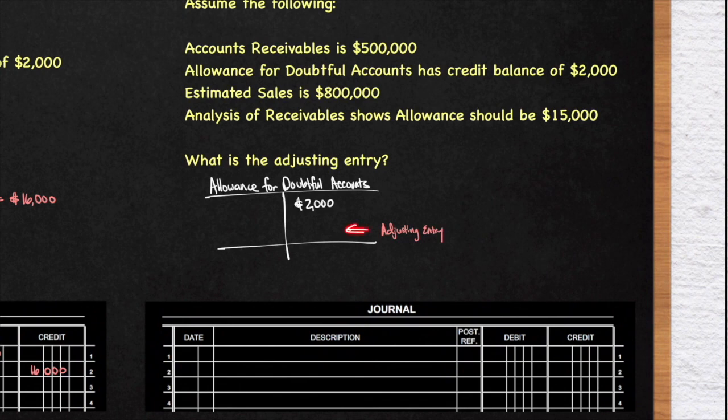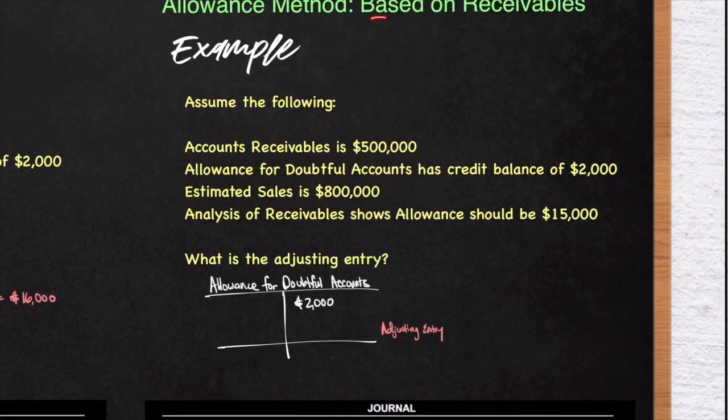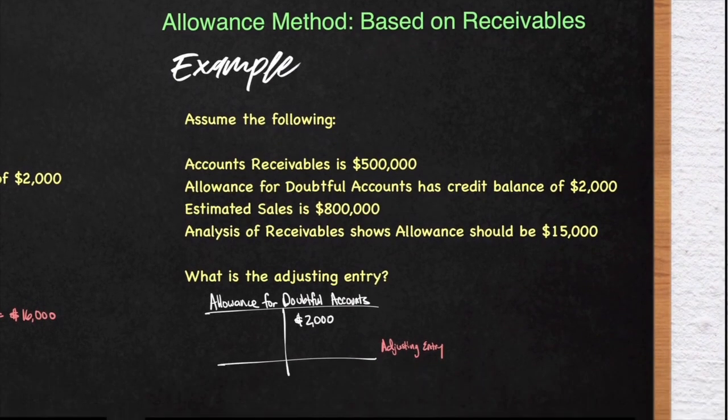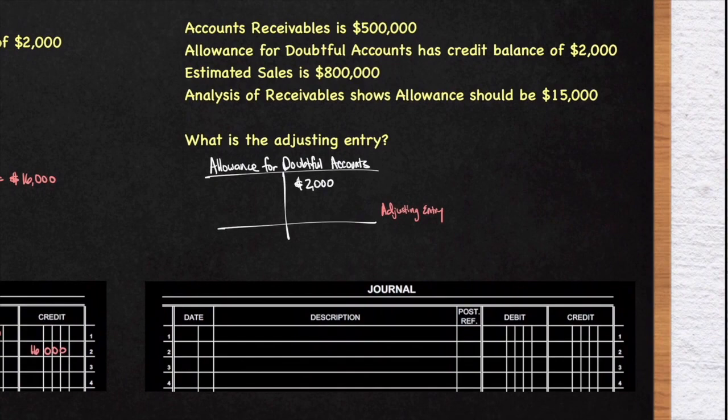And the key thing to notice here is the analysis of receivables shows the allowance for doubtful accounts should be $15,000. So if the problem says anything about estimated sales are $800,000, you don't care about that because this example is based off receivables and not on sales. What you care about is that analysis right there, and it says $15,000. That $15,000 is your ending balance, or should be your ending balance for your allowance for doubtful accounts. So just put $15,000 down there, and then you're almost done.